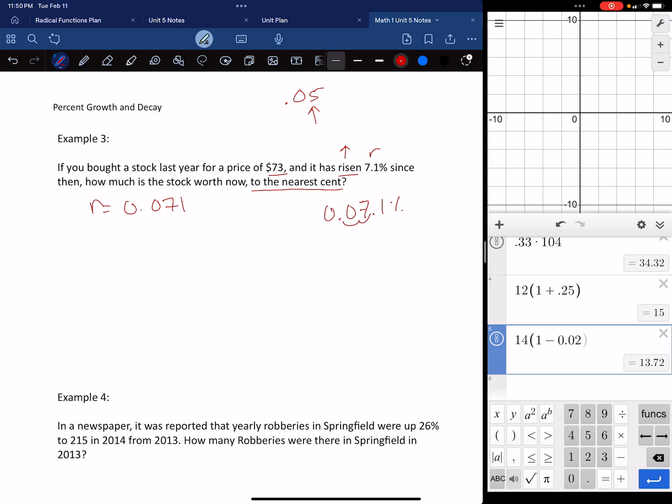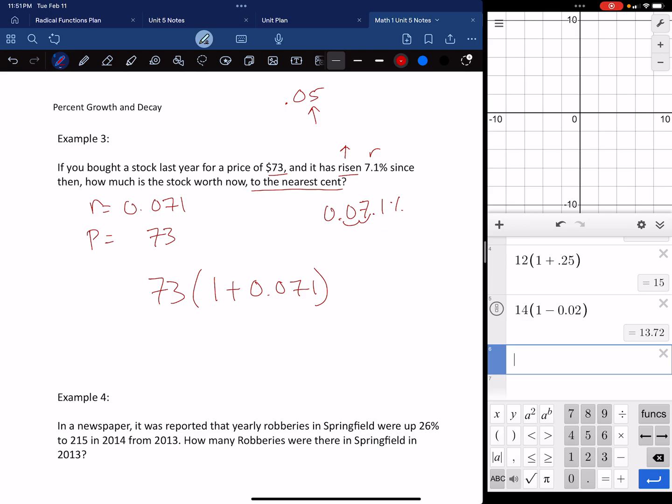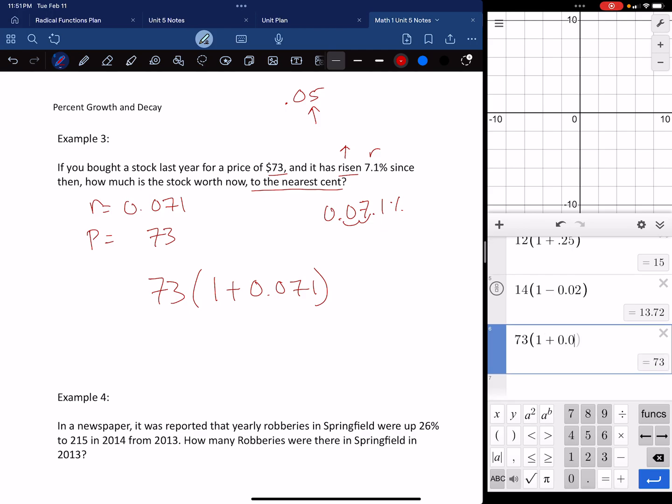Okay, your principal is going to be $73. We can just write it as 73. So we're going to have 73, 1 plus 0.071. Throw that into our calculator. We have 73 times 1 plus 0.071.